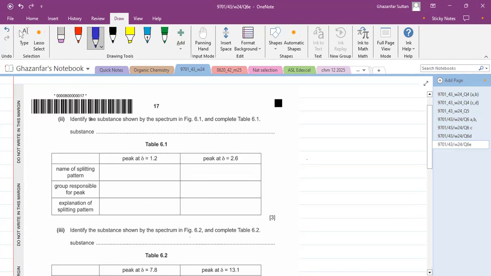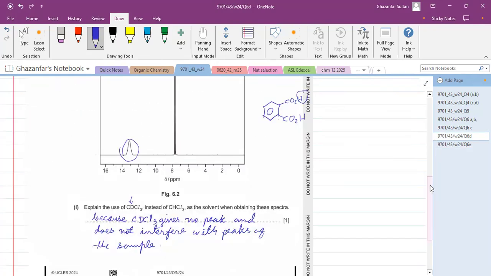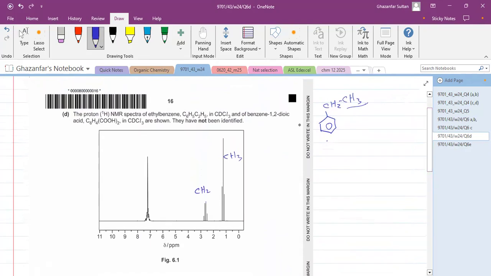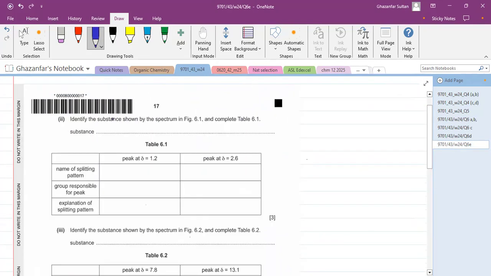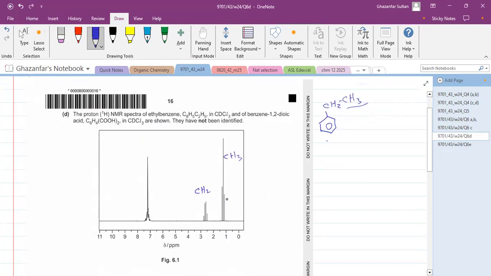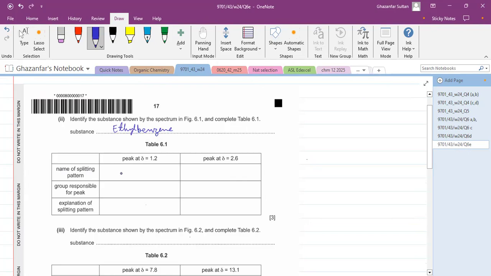Okay, now the part question says: identify the substances shown by the spectrum in figure 6.1 and complete table 6.1. So we have already discussed that figure 6.1 is ethyl benzene. And the peak at 1.2, 1.2 is here. This is the triplet. So the name of the splitting pattern is triplet.